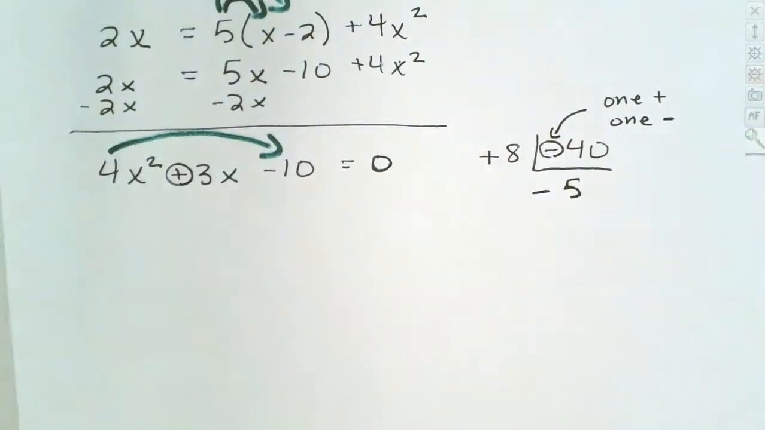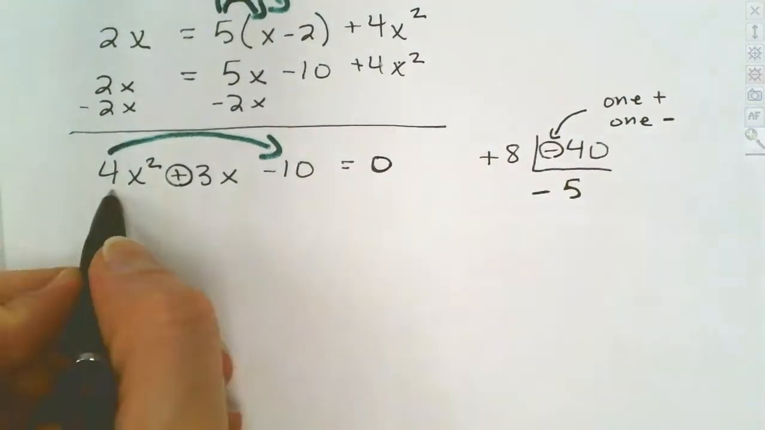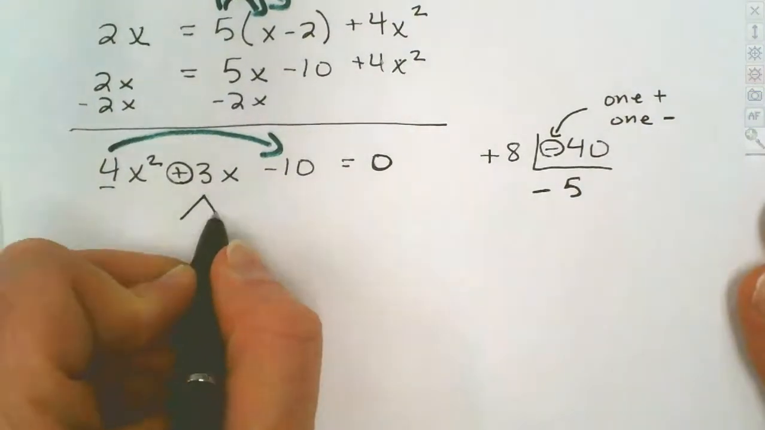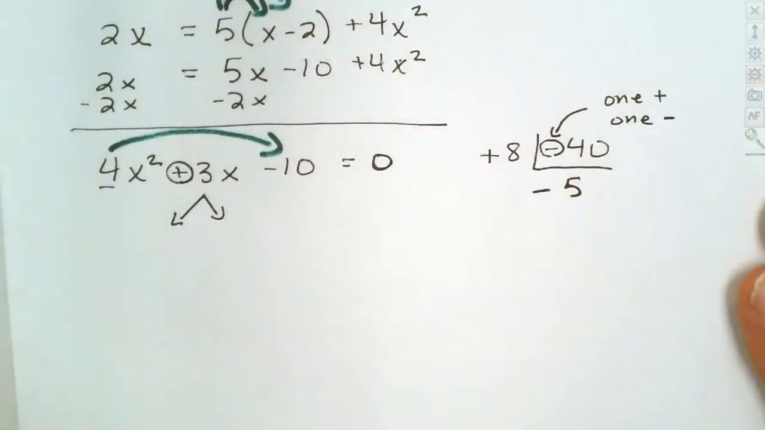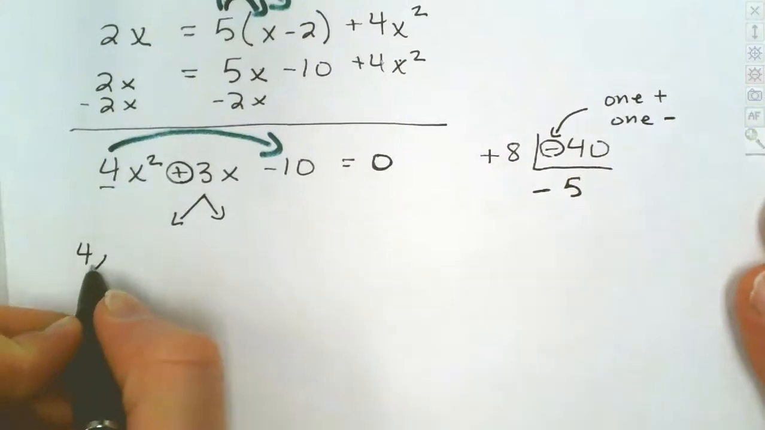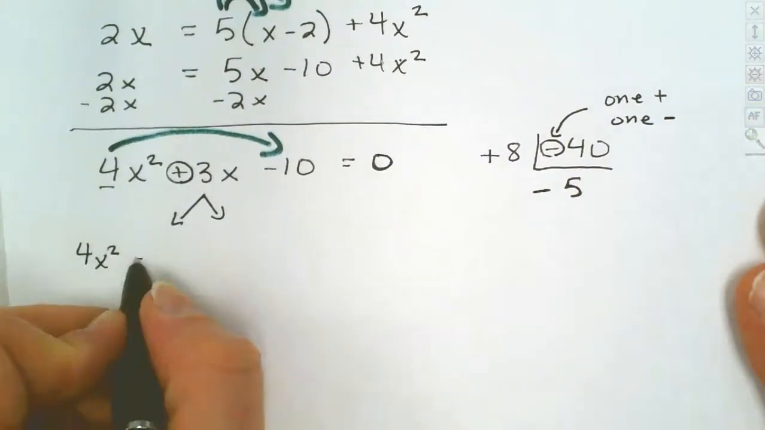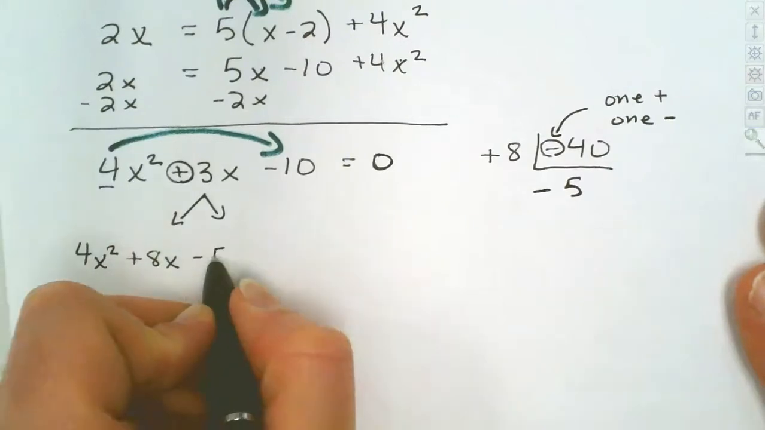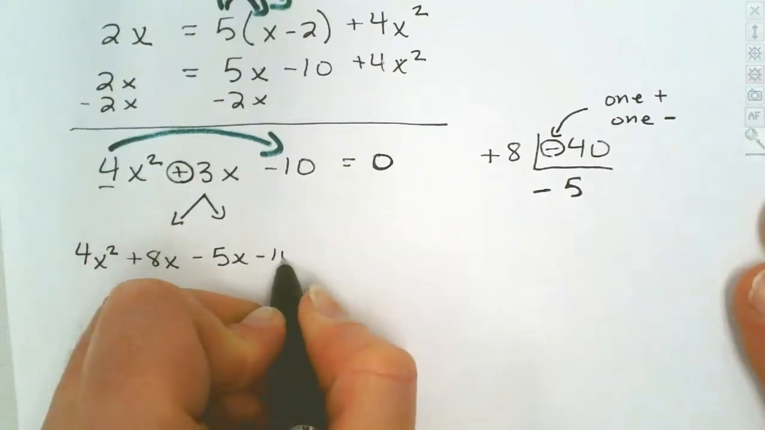Now, can we jump to our factors yet? No. Why not? We have to do an extra step because of this 4, right? Because we have that 4 in front, what do we have to do? Split the middle and factor by what? Factor by grouping. So 4x squared, then splitting up that 3x, we've got an 8x, and a minus 5x, and a minus 10.